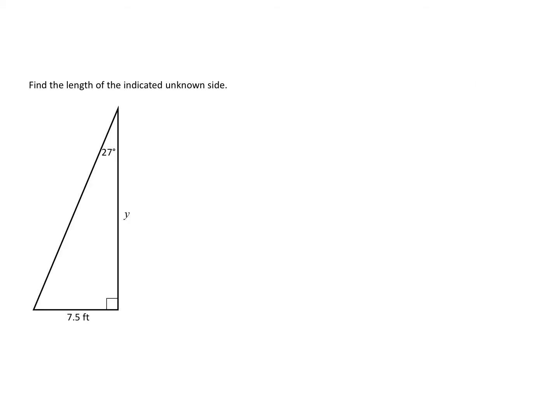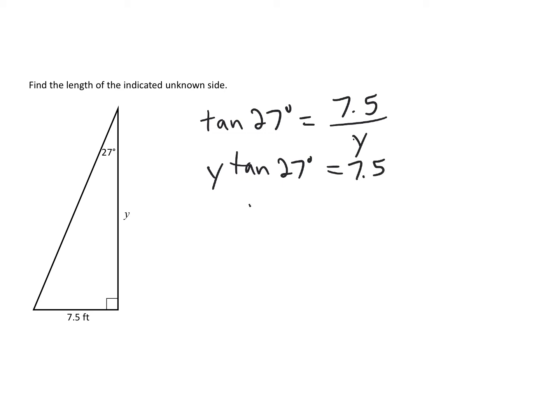Here's another example where we're looking for a side length. This time, we're going to use tan. Tan of 27 degrees is equal to opposite 7.5 over adjacent y. Now this time our unknown is in the denominator, so we have to be a little extra careful in our solving. We get the answer 14.7 feet.